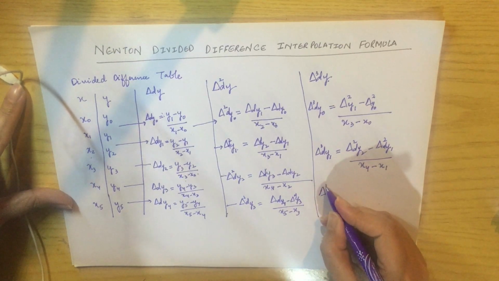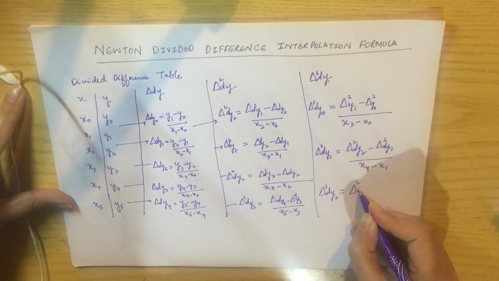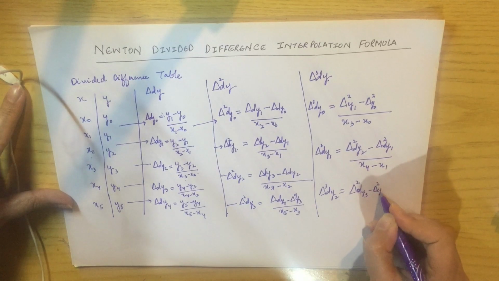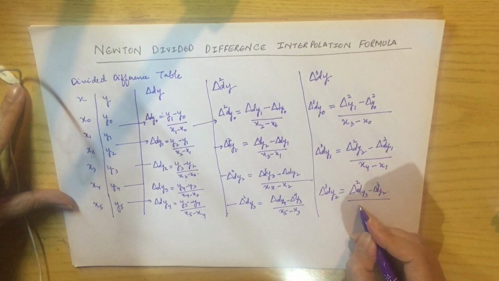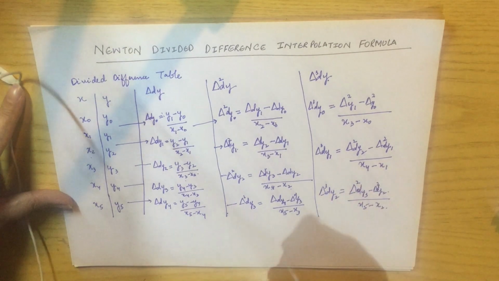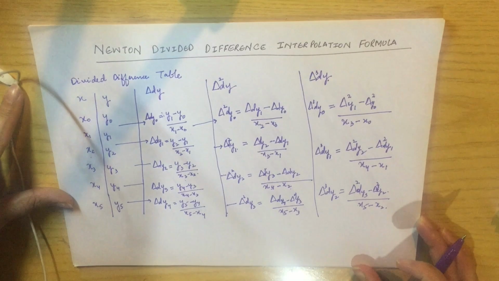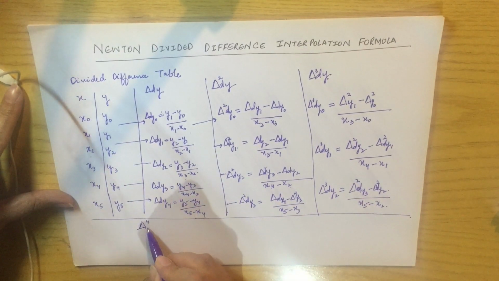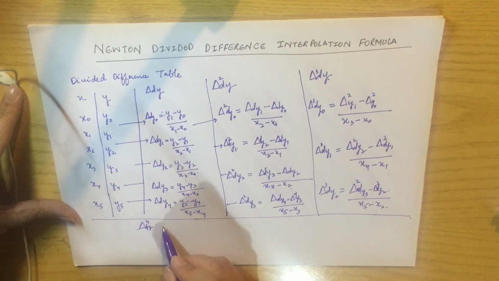Similarly, delta cube d y2 will be equal to (delta 2 d y3 minus delta 2 d y2) whole divided by x5 minus x2. Now again we will move on to the next term. I will write it here: that will be delta 4 d y0.